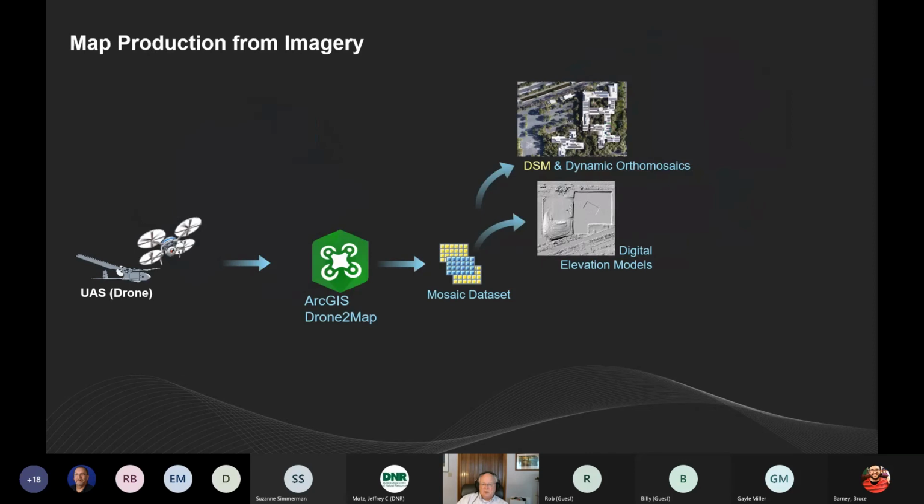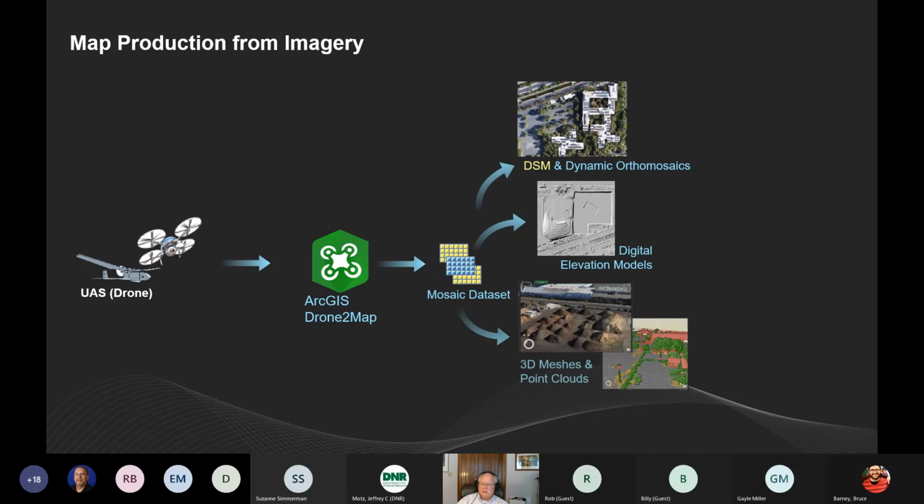So as an overview, doing map production in Drone to Map is basically you're going to use the Drone to Map to go out and acquire your data.